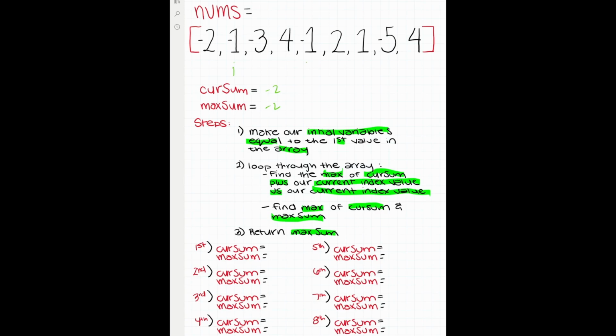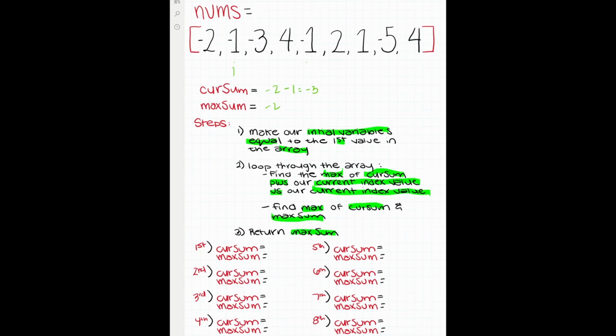So let's go through the problem step by step. In our first loop, we're going to look at our cursum right now, which is -2. So it's going to be -2 minus our current index value, which is going to be -1, and that is going to be equal to 3.